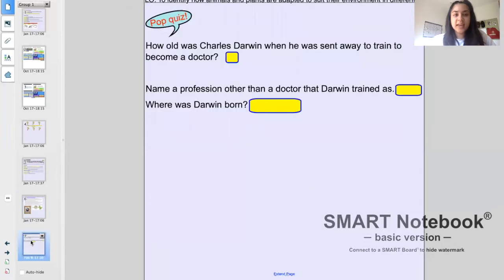Okay, here's a pop quiz. So just on what we've read, can you remember how old Charles Darwin was when he was sent away to train to become a doctor? Pause the screen, have a think. Well done if you said 16.